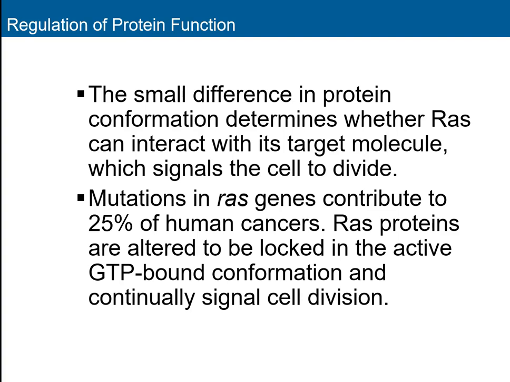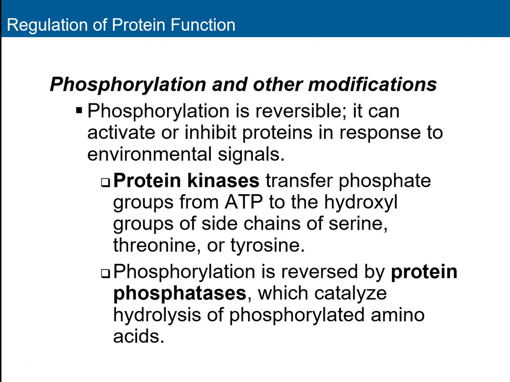This is giving you more information about those RAS proteins. Mutations in RAS genes are believed to contribute to about 25% of human cancers. Those RAS proteins can be altered and locked in the active position, and they will keep continuing to signal and stimulate cell division, stimulate proliferation of cells.